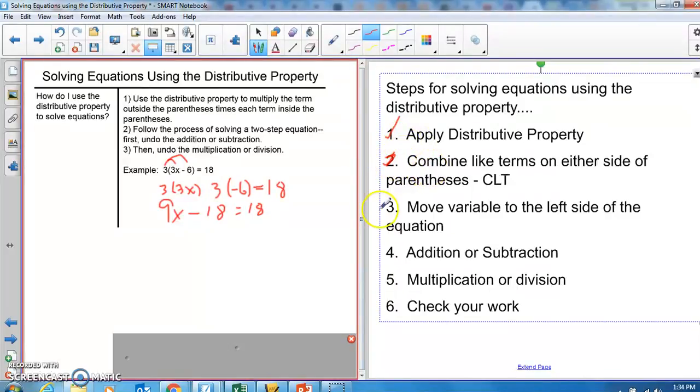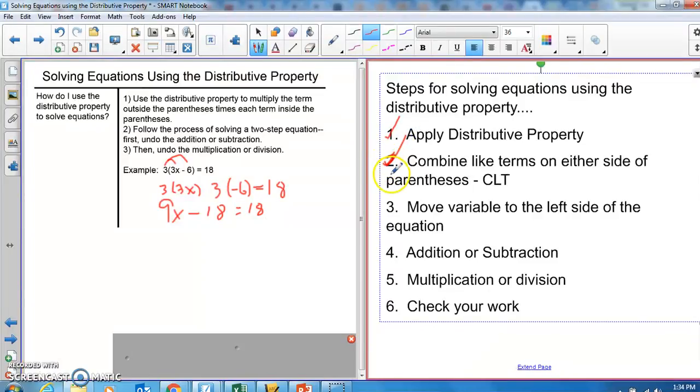So I'm going to look at the left side and see if there's anything I can combine. On the left side, I have 9x minus 18. Those are not like terms, so I cannot combine them. On the right-hand side, I have just the 18, so I cannot do anything there. Since I have nothing to combine, I'm going to skip the second step, so I'm going to check it off. Third thing, I'm going to look to see if I have a variable on either side. If I have a variable on both sides, I'm going to move the one that's on the right side of the equal sign to the left side. So on the right side of the equal sign, I do not have one, so I take care of that step.